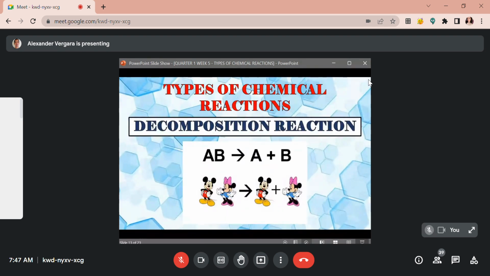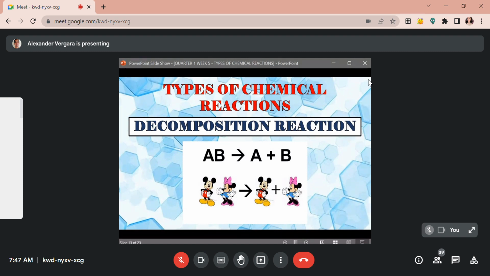So in decomposition, look at this, Mickey Mouse, at first they are together, but after that they are separated. I don't know what their problem is. Or for example, the boyfriend and girlfriend are separated because when they were together, they found out that, okay, pare, mahal mo raw ako. So remember, if it is combination, meaning to say they are together. If it is decomposition, meaning to say break up. You have to remember that one. That's the cue term for decomposition.